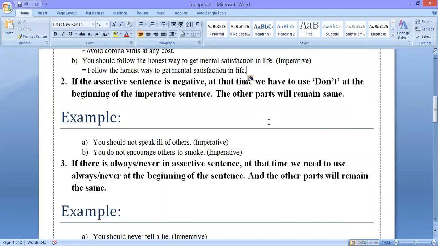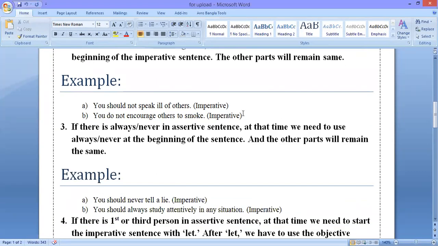Okay, now we are moving to rule 2. If the assertive sentence is negative, and if we want to make this imperative, we shall have to write don't at the beginning of the sentence. After that, we need to use the main verb and the rest of the parts will remain the same. I'm repeating the rule. If the assertive sentence is in the negative form and if we want to make this imperative, at that time we need to use don't at the beginning of the sentence. After that, we shall have to bring the main verb and the rest of the parts will remain the same.